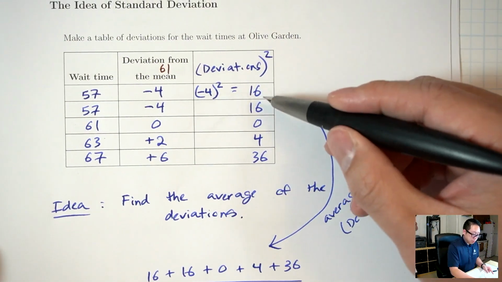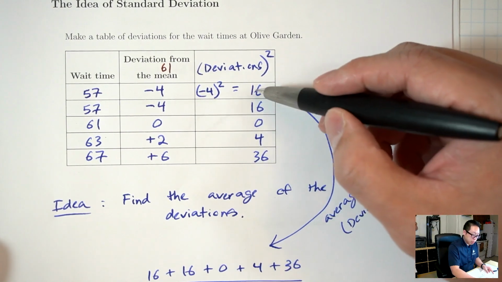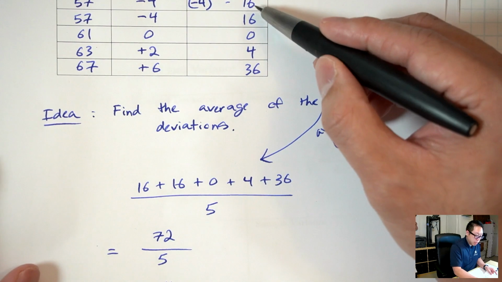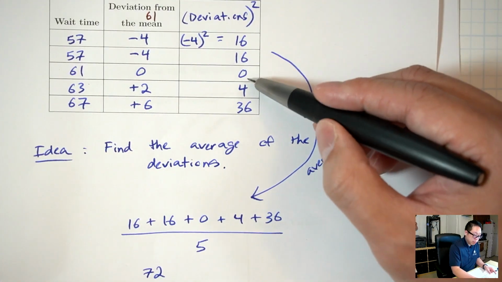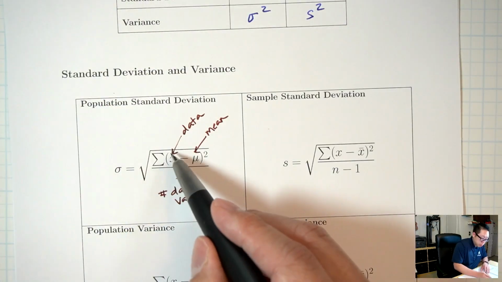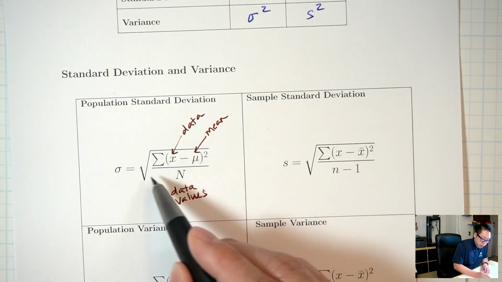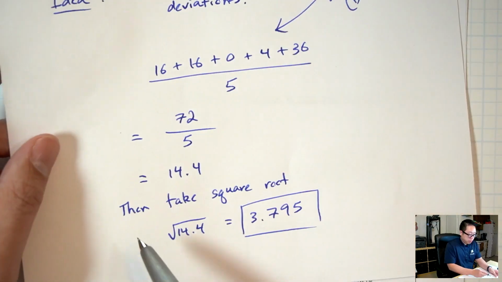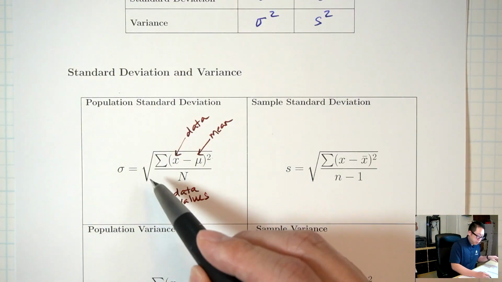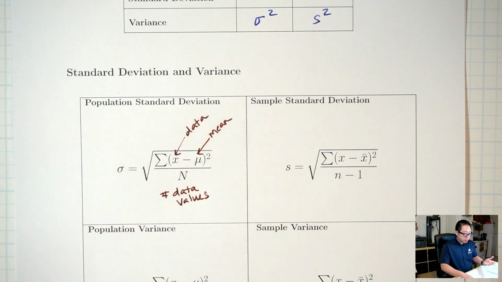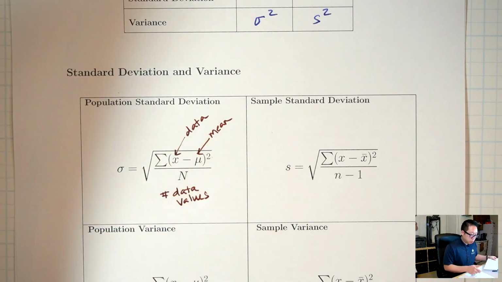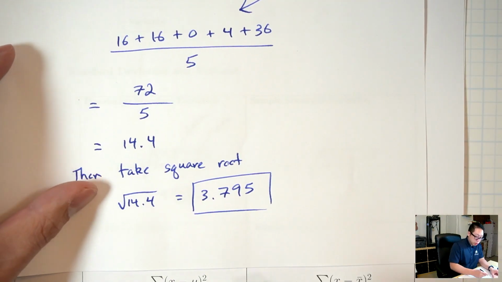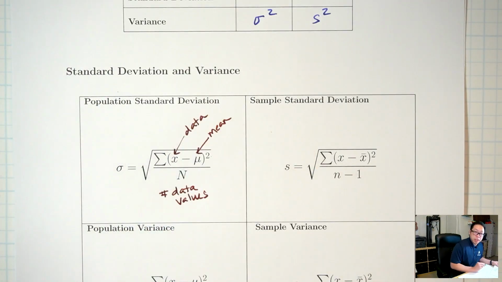That just means take the average of the deviation squared, right? So we add up the deviation squared, and then we divide it by the number of data values, and there were 5 of them. So that's what that's telling you to do. Add up your deviation squared and divide by the number of data values. And then the very last step was take the square root. So this formula is telling you to do exactly what we did on the previous page, right? So what we did on the previous page was really the population standard deviation.